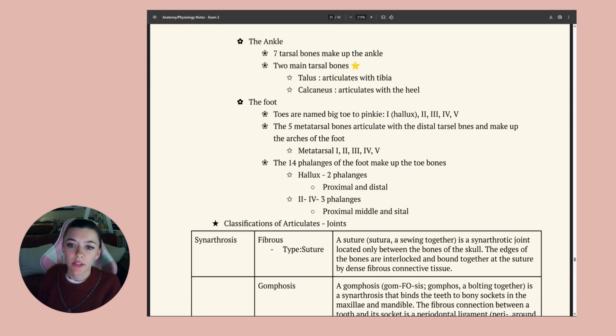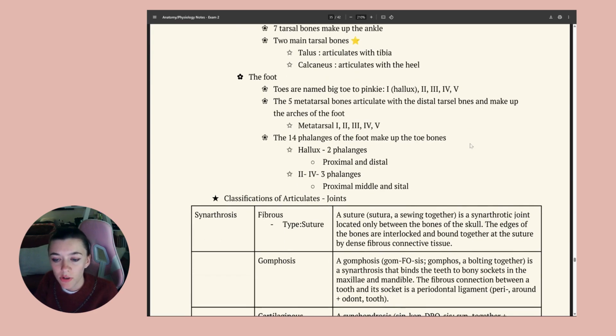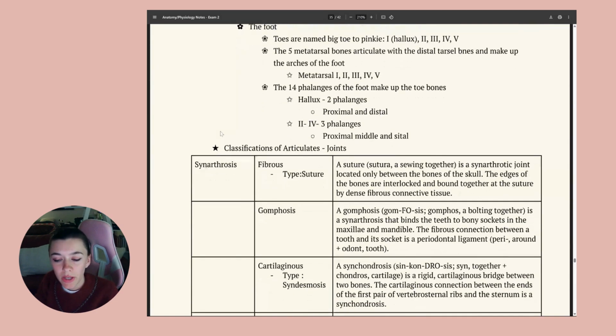So the foot. Toes are named from big toe to pinky, 1 through 5 in Roman numerals. And then your big toe, that's going to be the hallux. So you have 5 metatarsal bones that articulate with the distal tarsal bones and make up the arches of the foot. 5, 1 for each toe. Again, Roman numerals to name them. So you have 14 phalanges, 3 for your pinky through your pointer toe, and 2 for your hallux, your big toe.